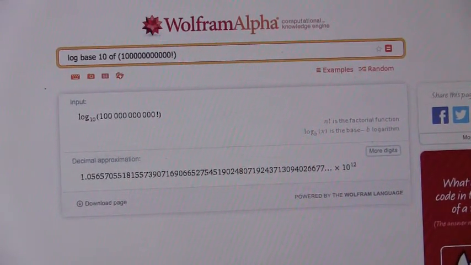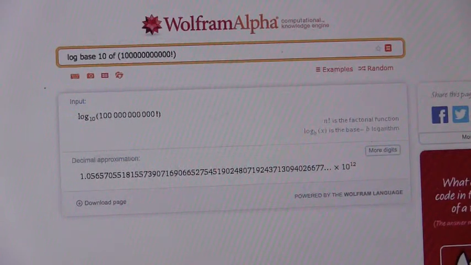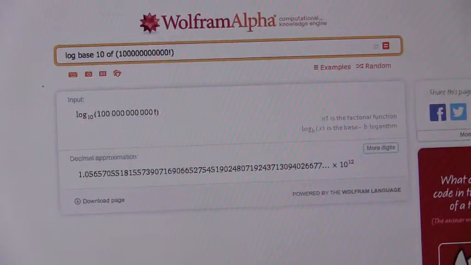All right, now you asked me about logs using other bases. That gives me an opportunity to talk about what the logarithm actually is.